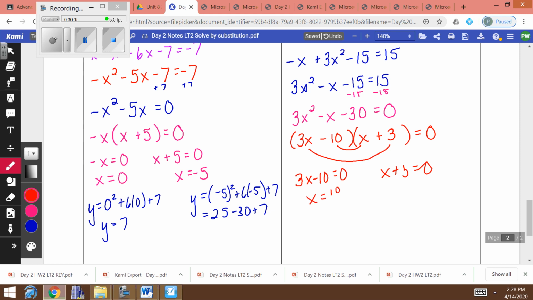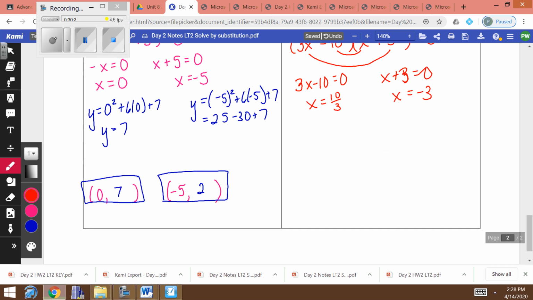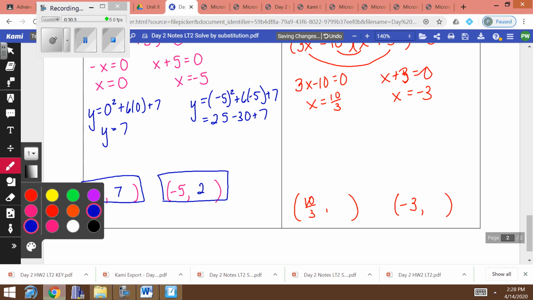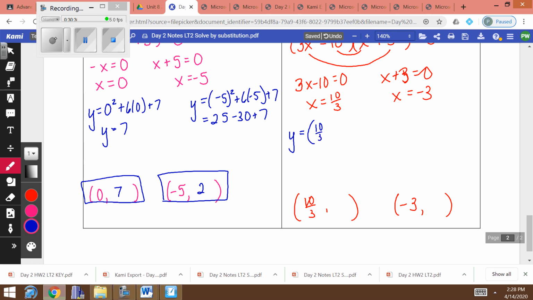Here we get 10 thirds is one answer. That's a 3. And we get negative 3. So we have 10 thirds is our x coordinate. Negative 3 is an x coordinate. And again, we want to find our y coordinate. Totally up to you which one you want to put it into. I'm going to do the quadratic again just because I think it's not too bad. I know people get scared off by squaring a fraction. You can use your calculator to help, or honestly, just do it in your head like that.